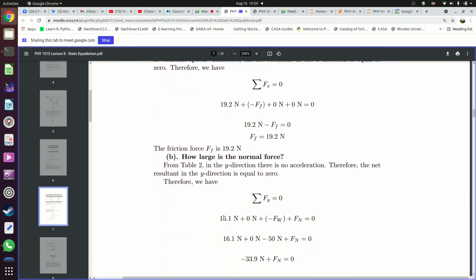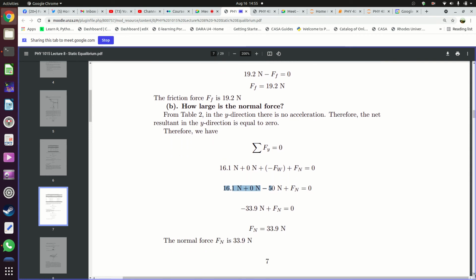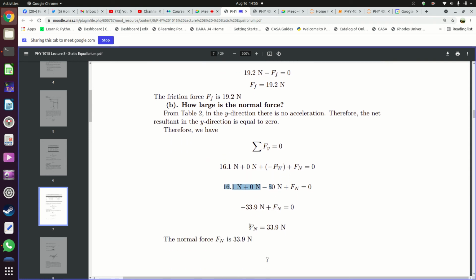We have 16.1 newtons plus 0 newtons plus minus Fw plus Fn, which equals 0. I'm replacing the Fw because I've been given 50 newtons. So 16.1 newtons plus 0 minus 50 newtons plus Fn equals 0. You end up with minus 33.9 newtons plus Fn equals 0. Therefore, Fn equals 33.9 newtons. Is that clear? Which is your normal force.